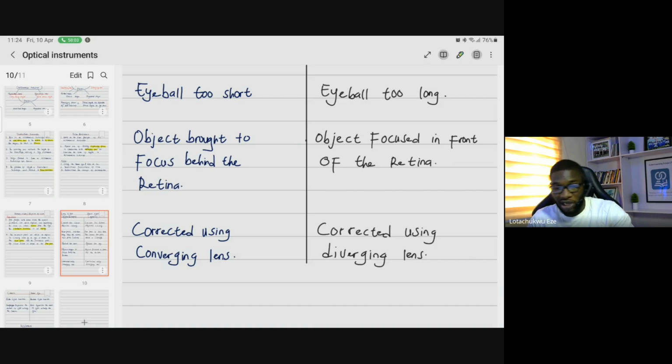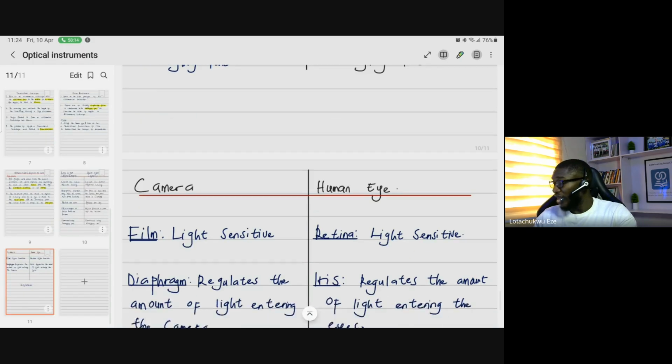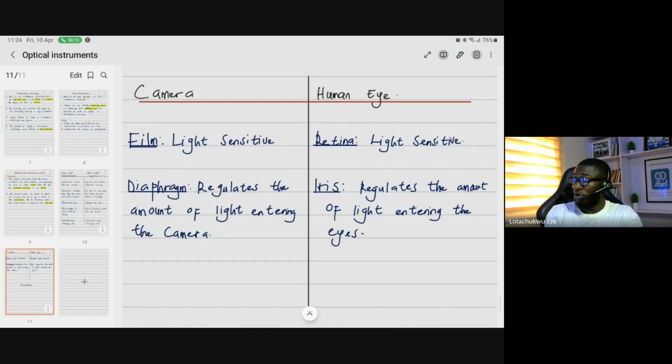And I know that as we start answering past questions, we certainly are going to see some of those things, right? As we start answering questions, you're going to see them. All right. So the next one now is, I think I can remember seeing these questions in past, comparing the camera and the human eye. So for the camera, it has a film, and that film is light sensitive.